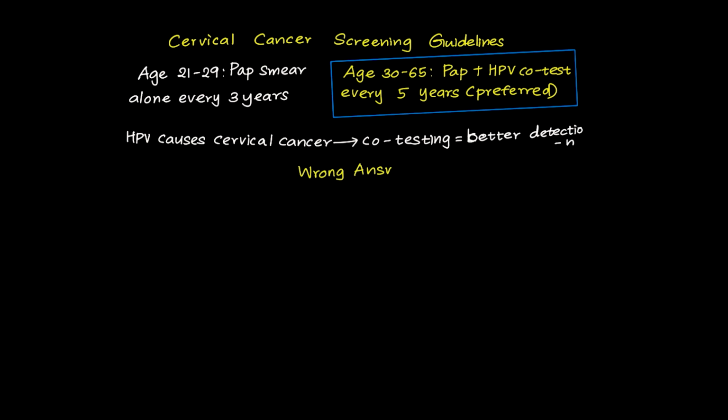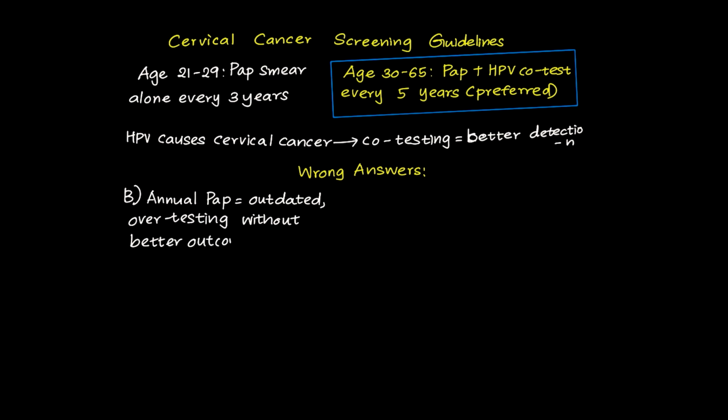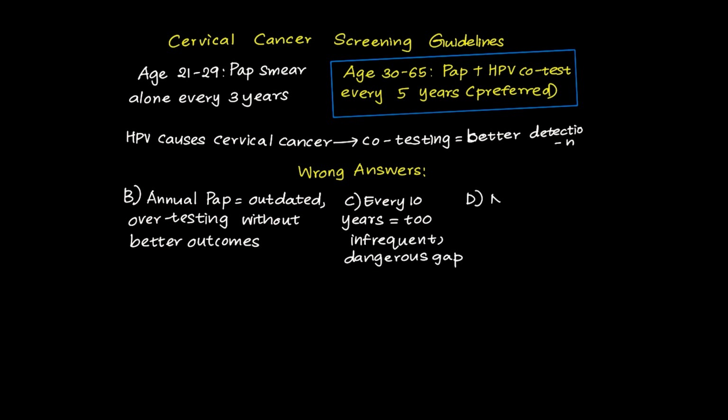Annual Pap smears were the old standard, but guidelines moved away from that because annual screening leads to over-testing, unnecessary procedures, and patient anxiety without improving outcomes. Screening every 10 years is far too infrequent. A lot can change in a decade, and skipping screening until age 45 ignores the recommendation to start at 21, creating a dangerous gap where cancers could go undetected.